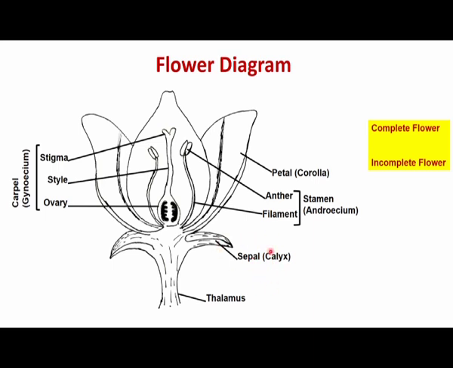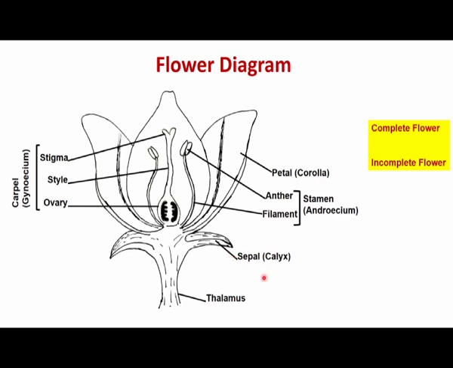calyx. Then within the calyx we have the corolla, and then within the corolla we have the male sex organ which is called the stamen or the androecium, and then we have the gynoecium or the carpel, which is the innermost part. So, starting from the calyx, this is the outermost whorl of the flower. The individual leaf segment of a calyx is known as the sepal.